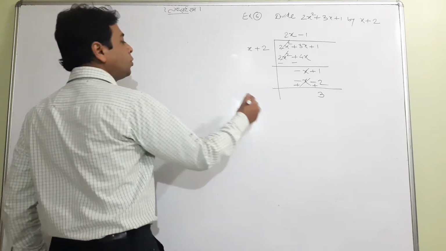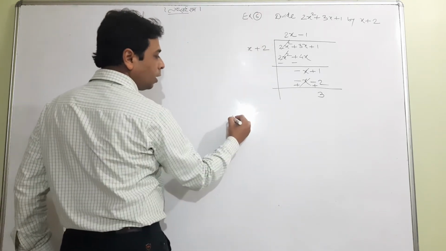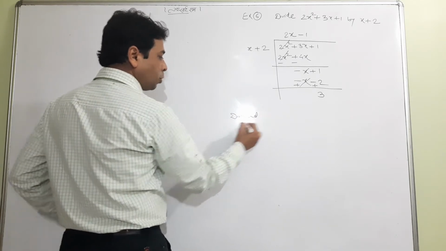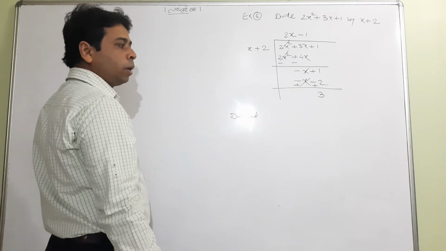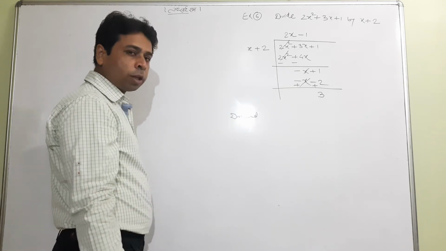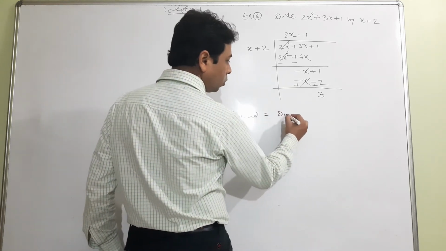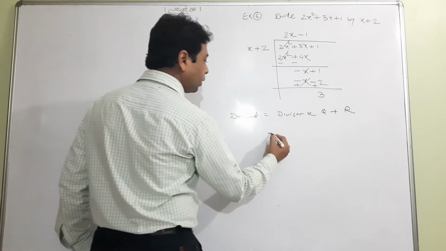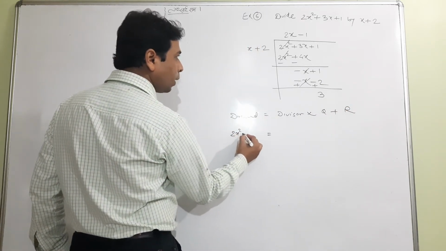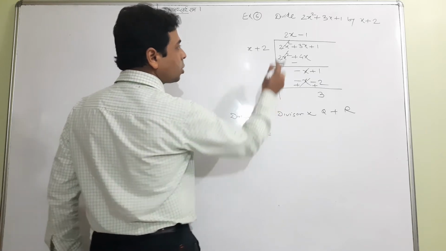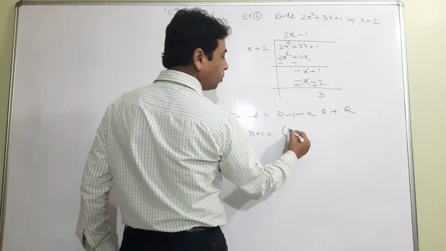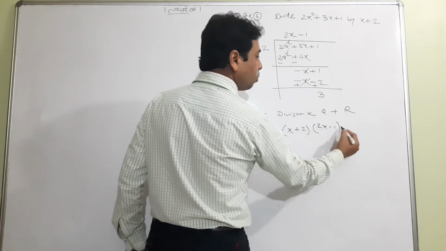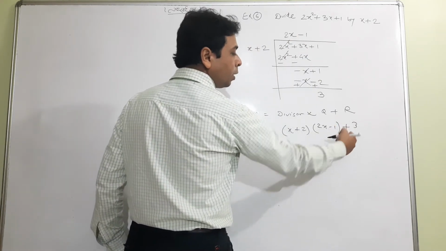And what is the division algorithm? It's very simple. We know that dividend is equal to divisor into quotient plus remainder. So do it now. Dividend is equal to 2x square plus 3x plus 1. This is the dividend. This is the divisor, into quotient, which is 2x minus 1, plus remainder, which is 3.